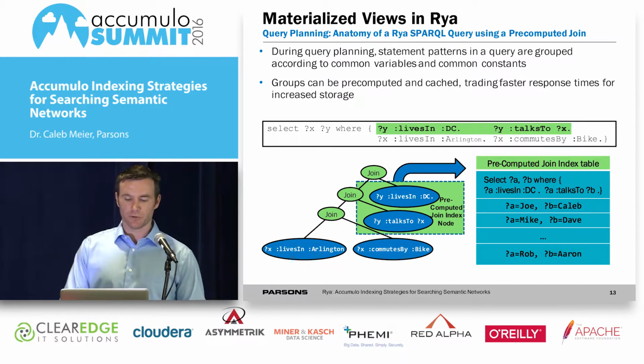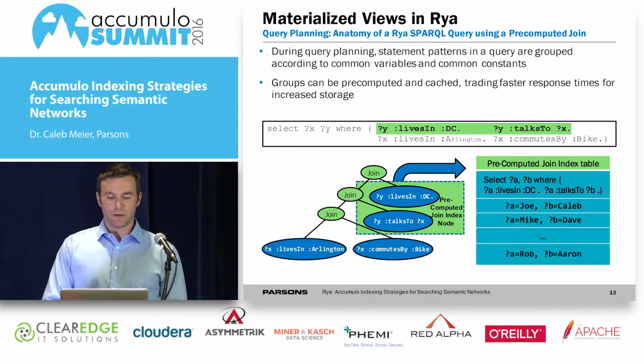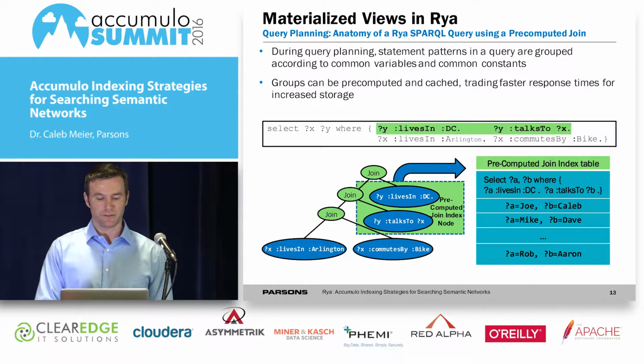So how do we actually use a precomputed join in RIA? Well, the idea, as I've mentioned, is we store our results in a precomputed join table. Here in the lower right-hand corner, we see such a table, and we have a query that's representative of that table. So select A, B where A lives in DC and A talks to B. And the user issues the query indicated in the middle of the slide.